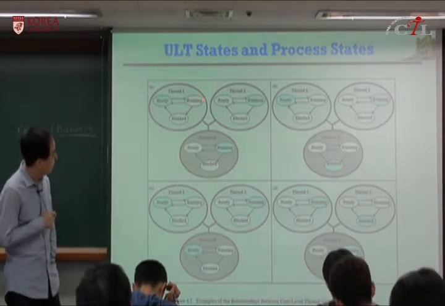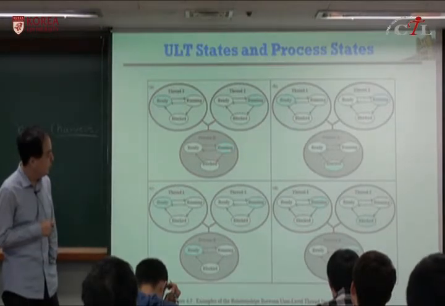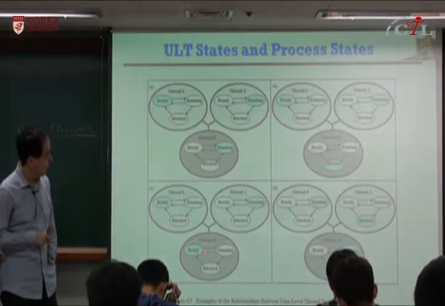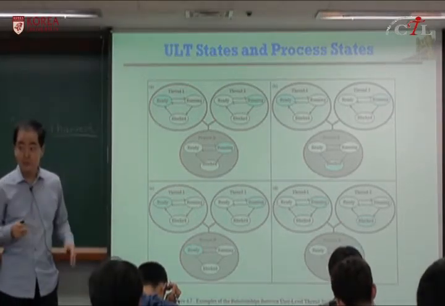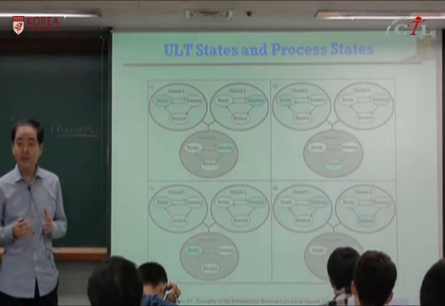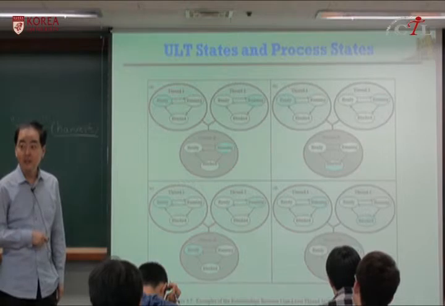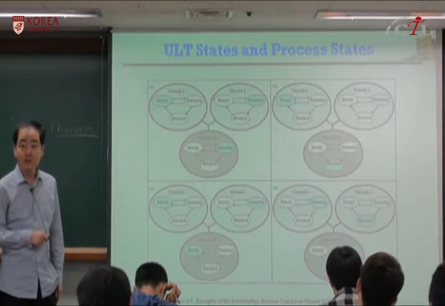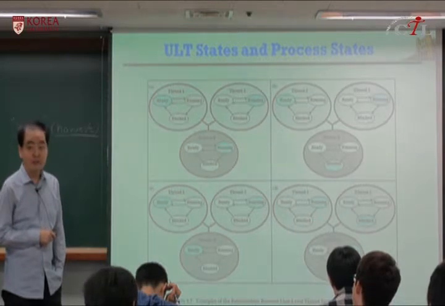Another situation is from here to here, A to D, from running to running. So maybe it's ready and it's actually running. So actually the process is scheduled on a processor, because the process is the unit of scheduling without multi-threading in a kernel. Right? This is the operating system. They do not support multi-threading. This is only user level multi-threading.